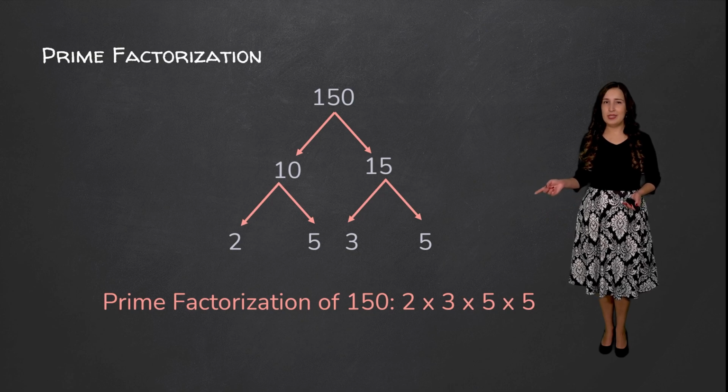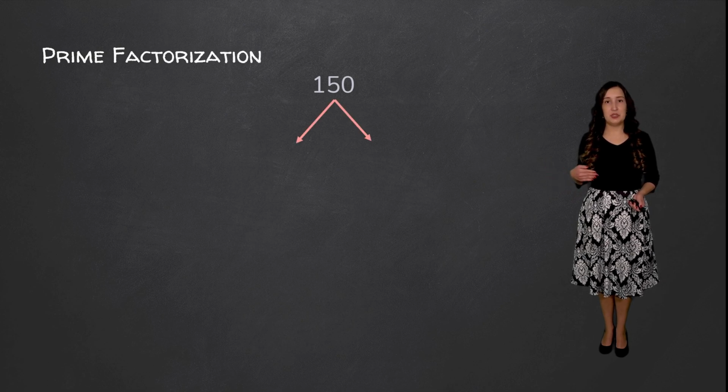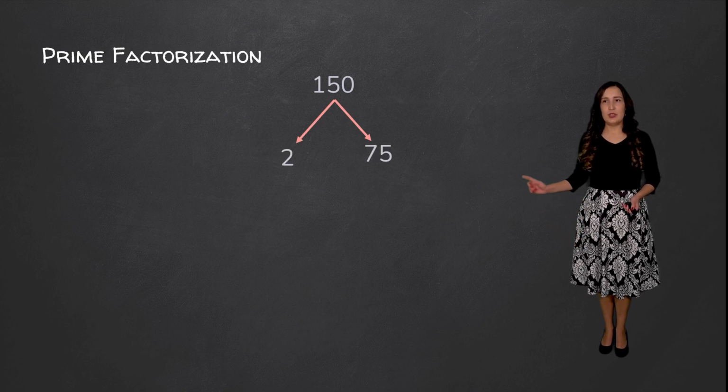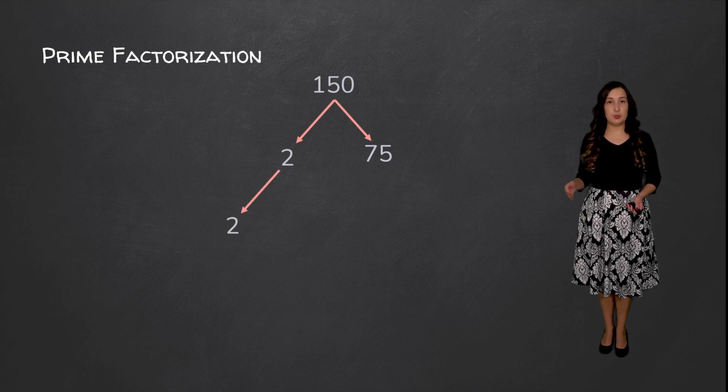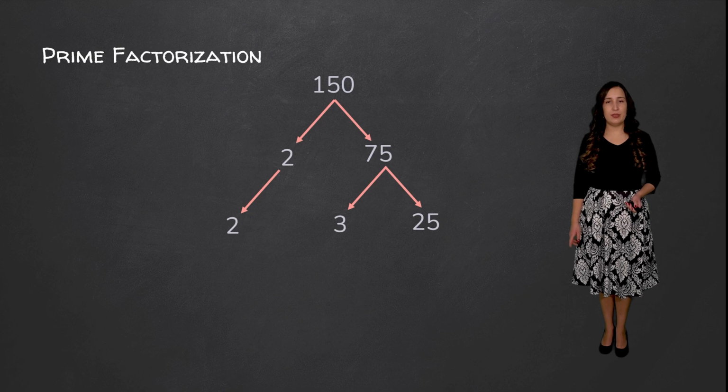Now, let's say that we didn't want to start off with 10 and 15. All right? We can take 150 and break it down into two different factors and we'll get the same result. So let's try it out. So instead of 10 and 15, let's use 2 and 75, all right? So now 2 is already a prime number, so all I'm going to do is just bring it down. 75 is not a prime number, so we're going to break it down into two factors, and those two factors are 3 and 25, okay?